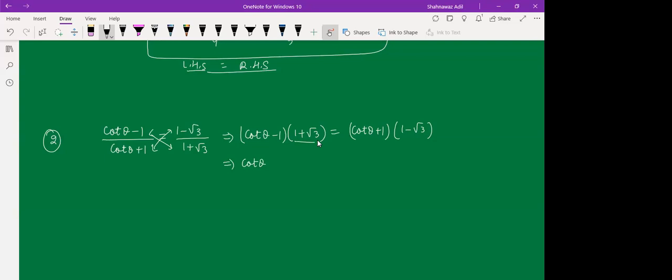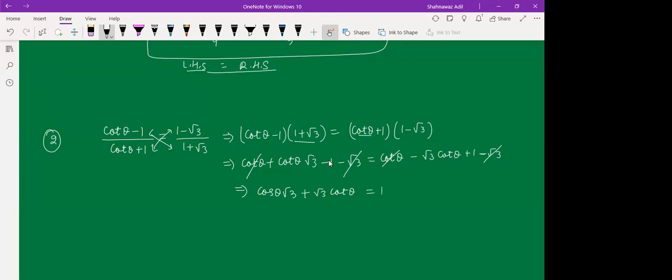Cot theta will be multiplied with this one and this one, and this minus one would be multiplied with one. So this would be minus one, and minus, and then we multiply cot theta with these two, and then one with these two. So which one will cancel? Minus root three will cancel, because if this goes to the right hand side, it will become positive. So this will cancel, and this one will also cancel. So we will have cot theta, root 3, and this is plus root 3 cot theta.